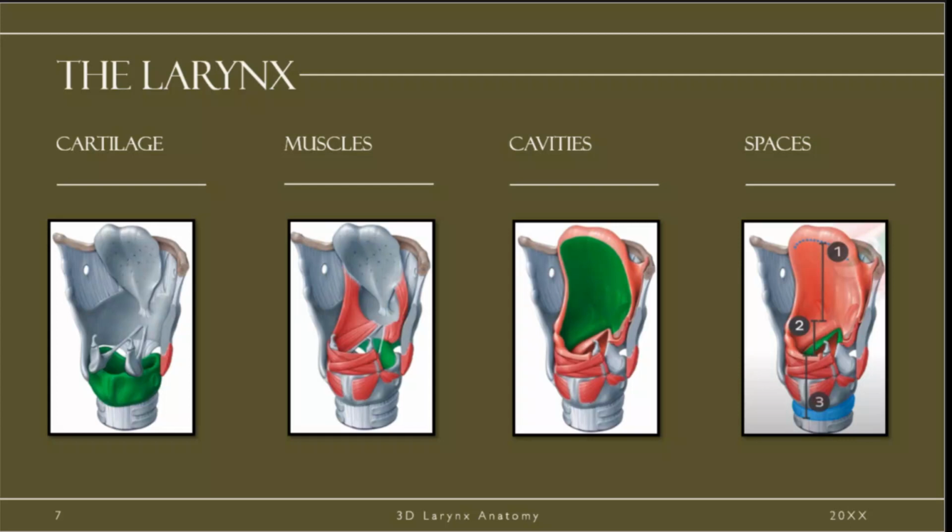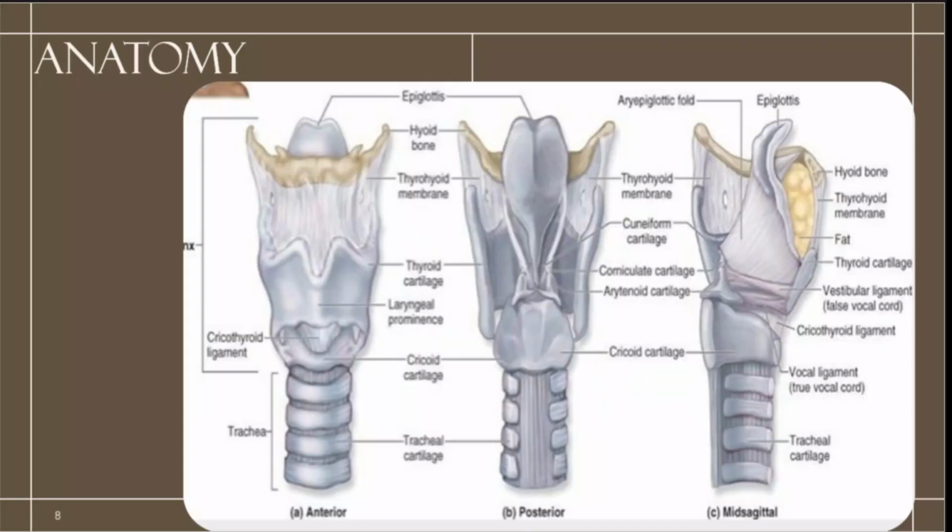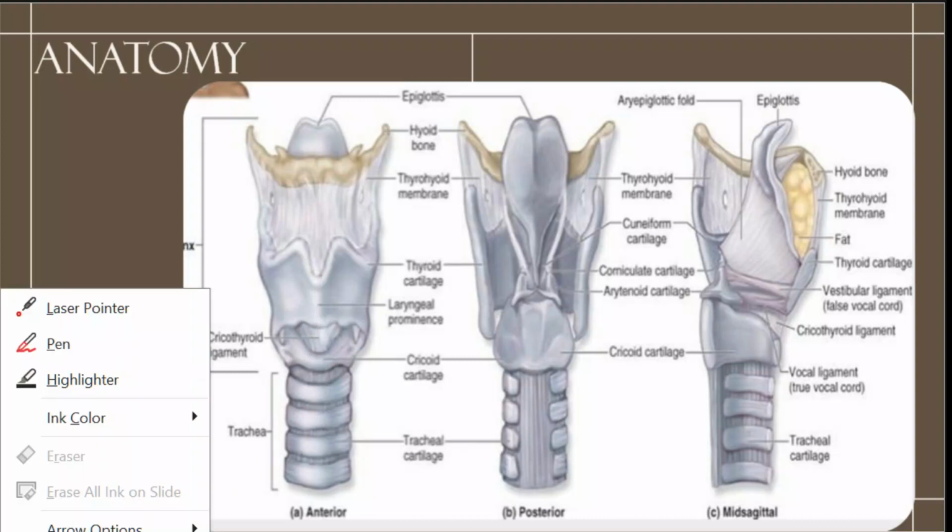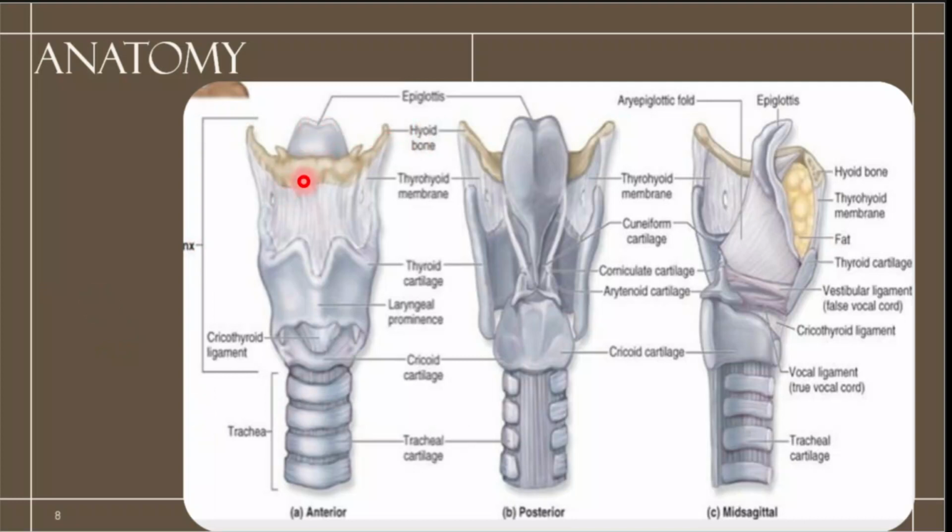The gross anatomy of the larynx consists of cartilages, muscles, cavities, and spaces, while radiologically speaking, we have a different categorization for that. Looking at the larynx from the anterior, we have the hyoid bone. It's not a part of the larynx, but it can mark the beginning of the larynx. We have the thyroid cartilage and the cricoid cartilage. From posteriorly, we can see the posterior part of the cricoid cartilage, which is much bigger than the anterior part. We have the other paired cartilages, which we'll talk about.